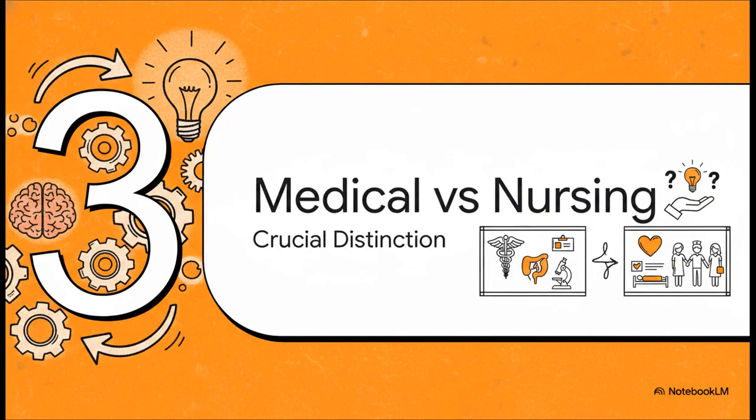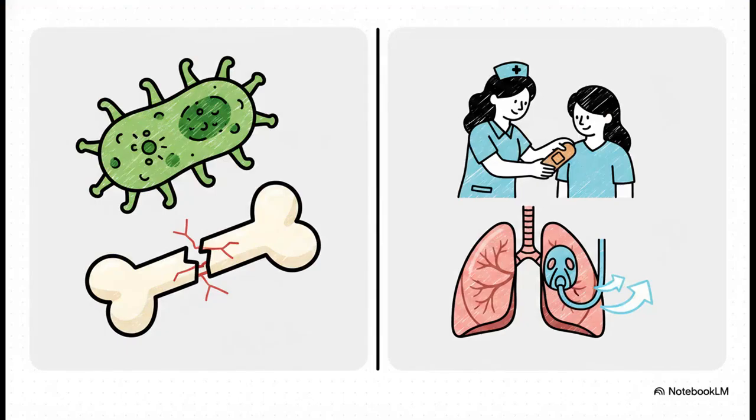Section 3, medical versus nursing diagnoses, the crucial distinction. All right, honestly, understanding this difference is a true aha moment for grasping how a hospital actually functions. Let's look at this comparison. A medical diagnosis identifies the disease itself. The doctor comes in and says, you have pneumonia, or you have a fracture, or diabetes. Simple enough, right? But a nursing diagnosis identifies the specific patient problems that can be treated directly by nursing care.